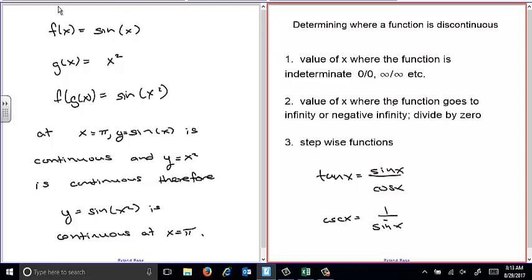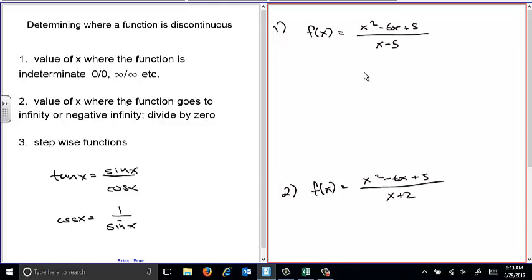So usually what I do to test you on this is I give you a rational function and you have to just factor the denominator and find out the values of x where it goes to 0 and say there's a discontinuity there. So that's pretty much what's involved in doing that.